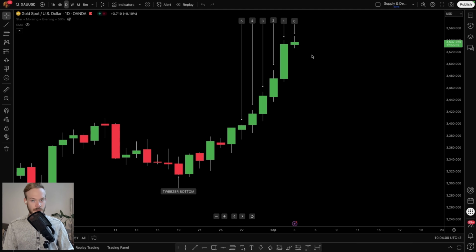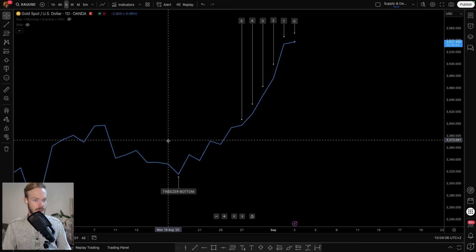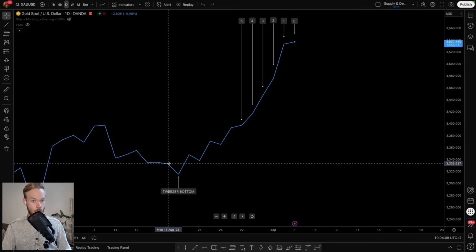If you're not familiar with candlesticks, you're probably familiar with the line chart you see on the news. They are telling you one single piece of information, which is usually the closing price of that day. So this is just one point of information. For example, here on the 18th of August 2025, the gold price closed around 3,333 US dollars. This is the one piece of information you get.